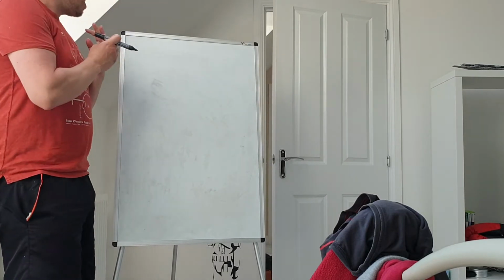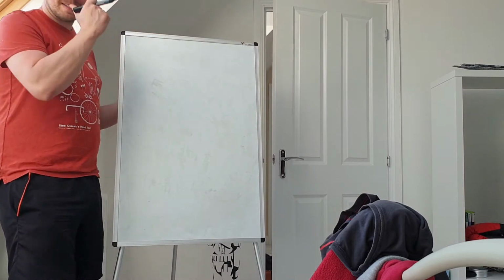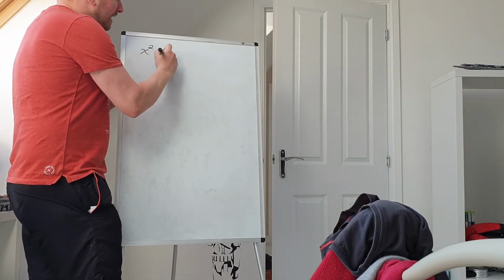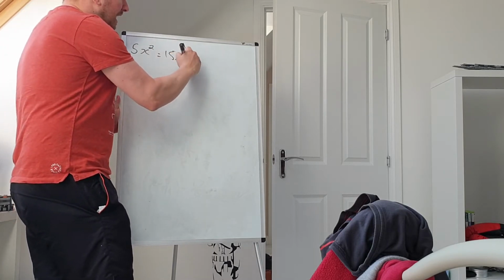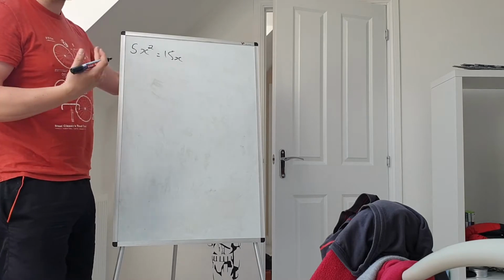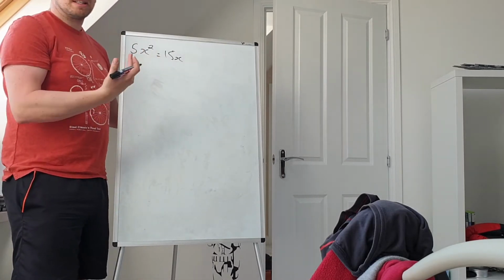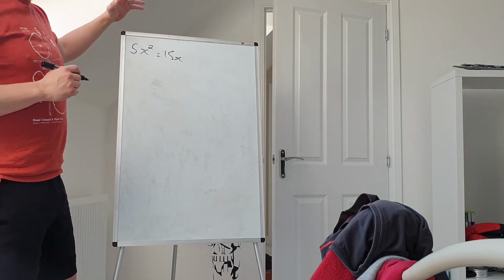I don't know. What we're doing today is looking at solving quadratic equations. A quadratic equation is any equation that's got an x squared in there. So let's say I've got 5x squared equals 15x. It's still a quadratic equation, not the traditional type, but because it's got an x squared in there and it's got an equals, an equation means equals, it's a quadratic equation. So let's have a look at how we would do this.